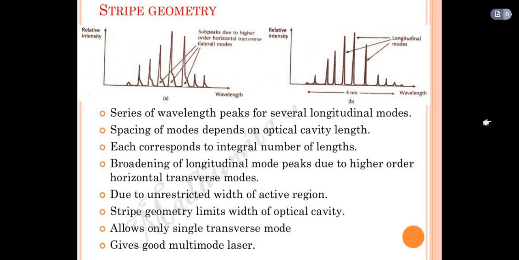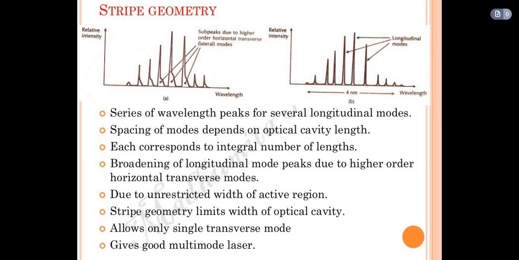That is also going to be done in our horizontal transverse modes. That should have a peak, right? As you can see, this is a peak, right? What is the wavelength we are using here? 4 nanometer. At that, very sharp, this is also the longitudinal, we are getting the modes, and the intensity is very high, right? Similarly, the strip geometry limits the width of the optical cavity.